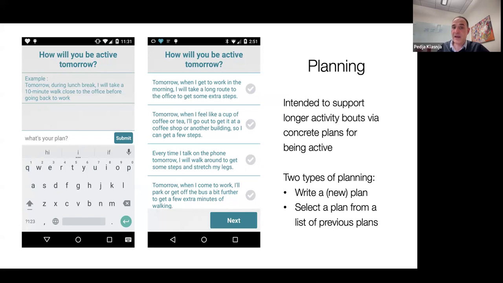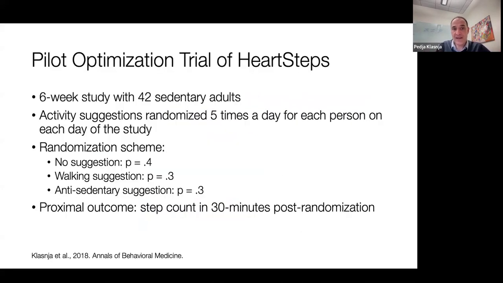So some of the time, given that our lives are routinized, people could just make a plan that would likely be relevant for another day, and they could just pick it from a list instead of having to write it from scratch. And so the way that the study worked is that we had 42 adults over 6 weeks. And both activity suggestions and planning prompts were micro-randomized.